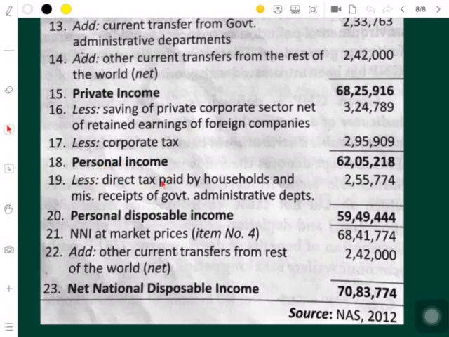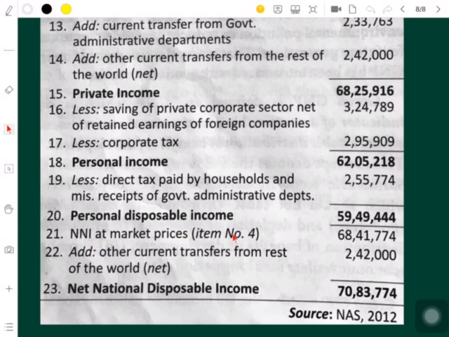Personal income less direct taxes paid by householders, that is your direct tax, and miscellaneous receipts of government administration. What do we mean by miscellaneous receipts? Your fees, you pay electricity fee, water fee, other fees, and your fines, you pay challans, you pay late fees to the government, and all that is miscellaneous receipts of the government administrative departments. This much is 255,779,774, sorry. So personal disposable income will be equal to this. This is what you have at your disposal now to spend ultimately.